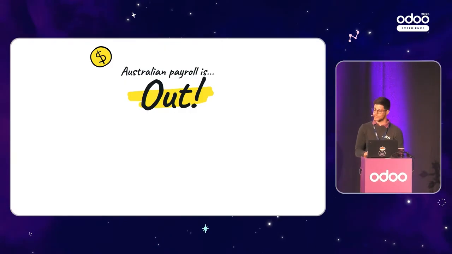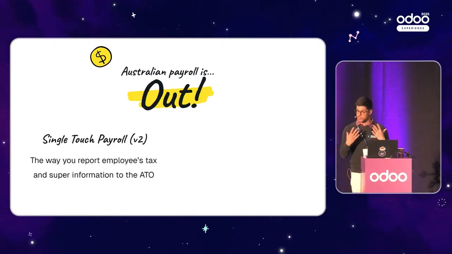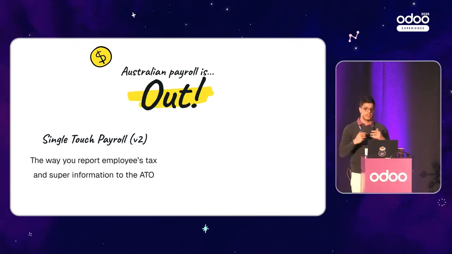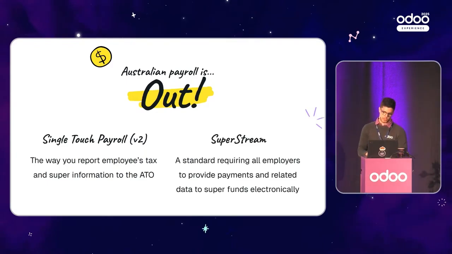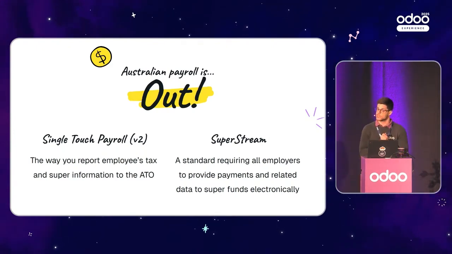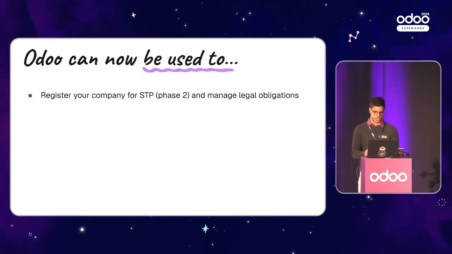So what exactly does this mean? First of all, we're complying with Single Touch Payroll, phase 2. STP is the way that you report employees' tax and super information directly to the ATO. We also comply with SuperStream, which is a standard requiring all employers to provide payments and related data to super funds electronically. We'll have a little look into this as we go.